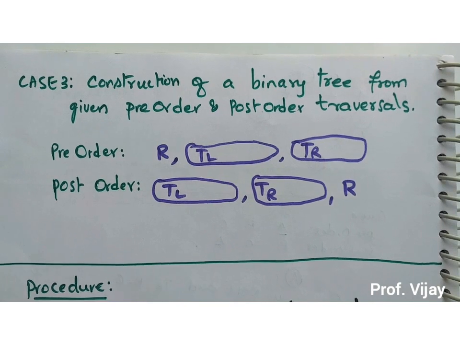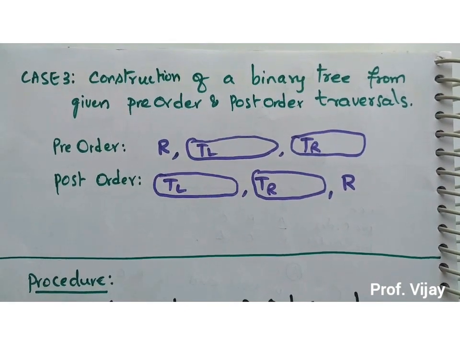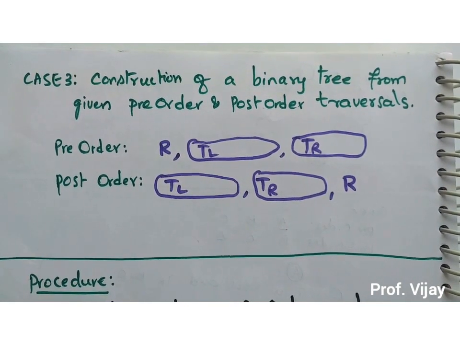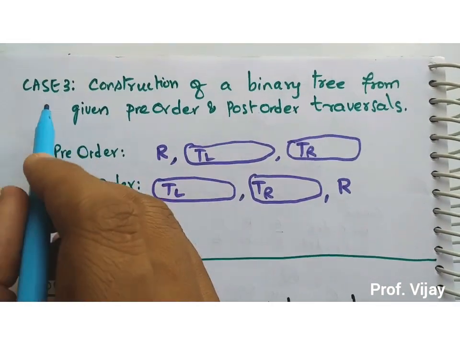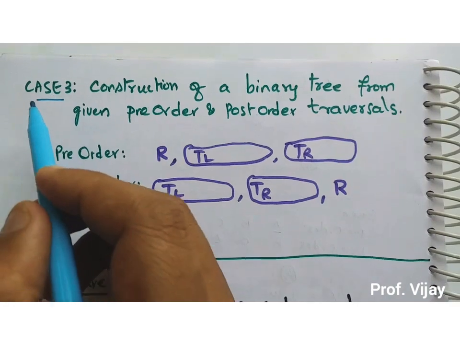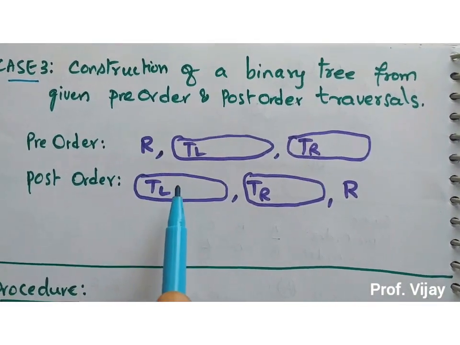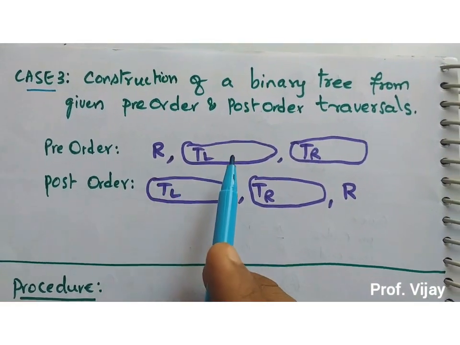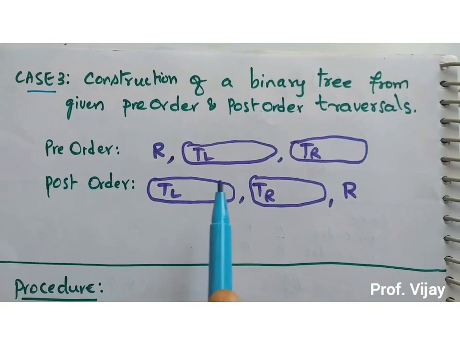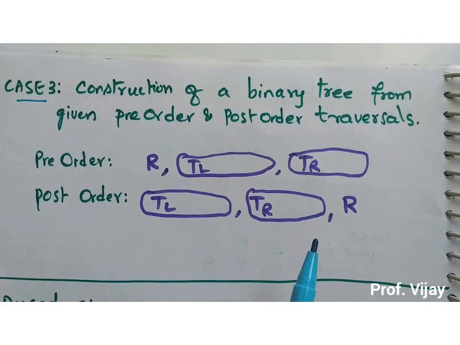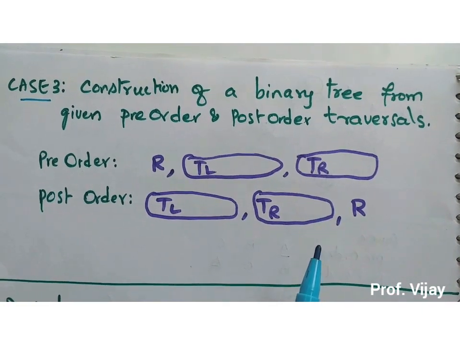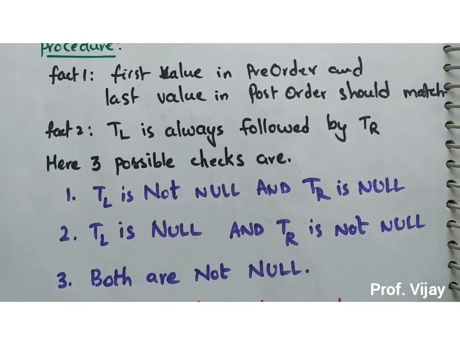Hello everyone. In this video lecture, we will understand construction of a binary tree from given pre-order and post-order traversal. This is the case 3. So pre-order traversal we all know. First value is root followed by TL and TR. In post-order traversal, TL is the first, TL, TR followed by the root. Let us see the procedure.